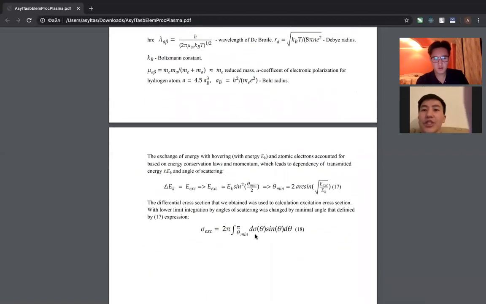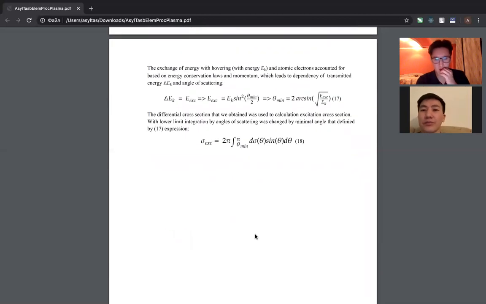So the exchange of energy with hovering with energy E and atomic electrons is accounted for based on energy conservation laws and momentum, which leads to the dependency of transmitted energy and angle of scattering, like it's shown in the 17th formula. The differential cross-section that we have obtained was used to calculate the excitation cross-section.